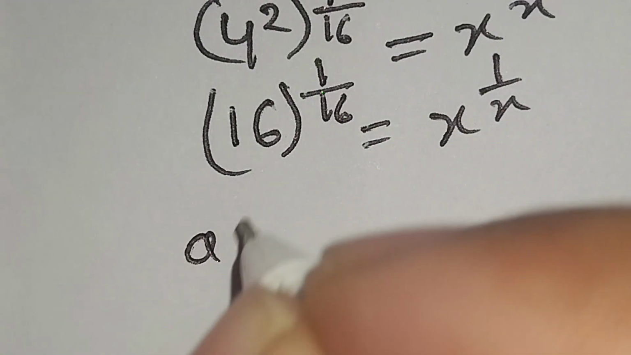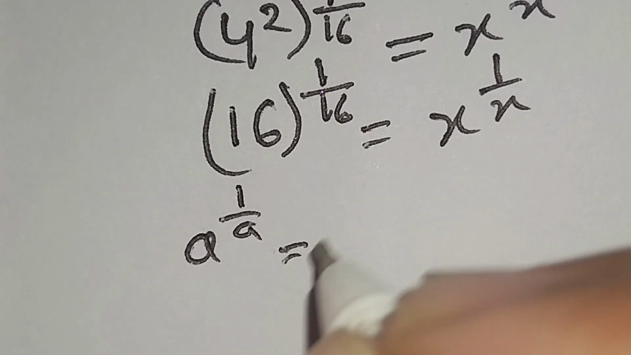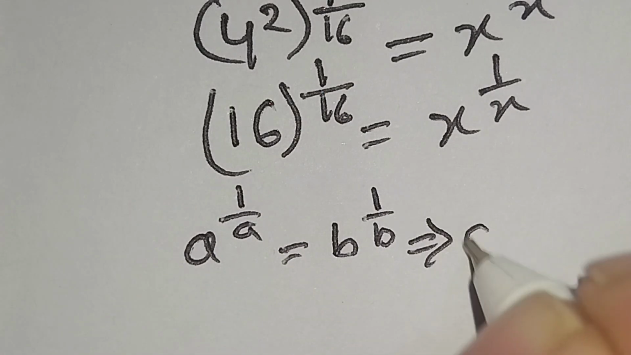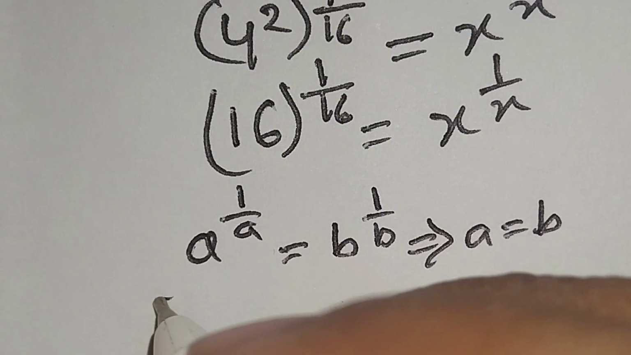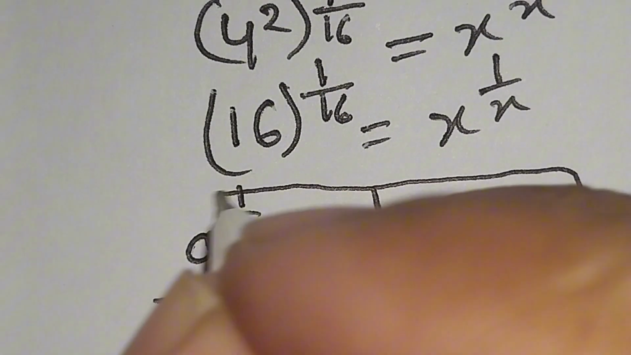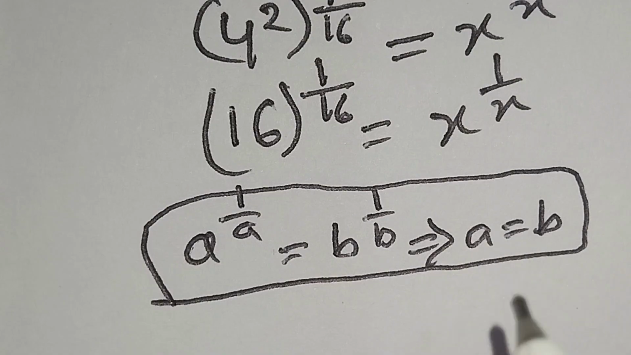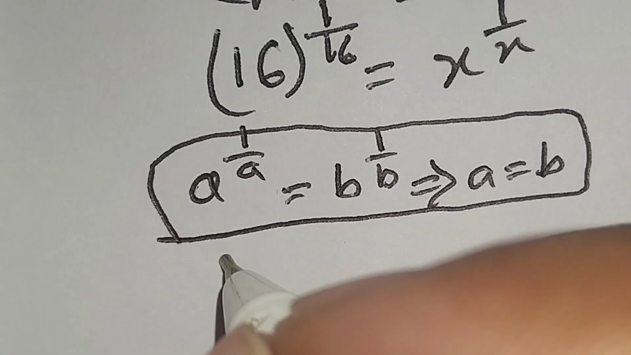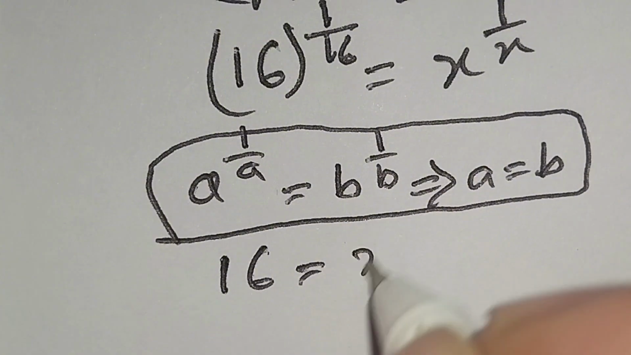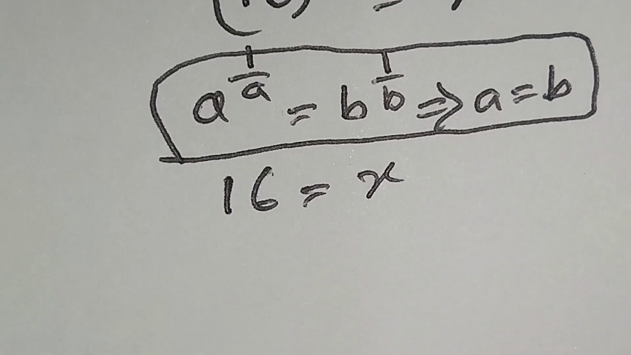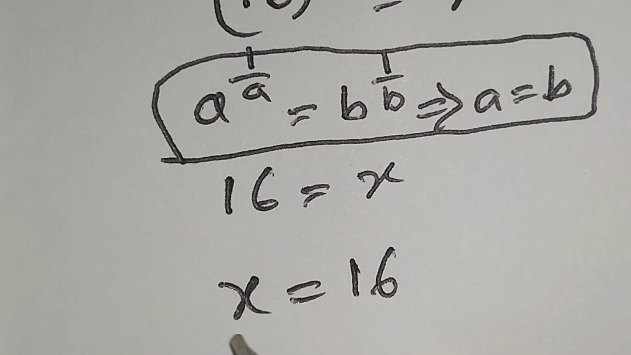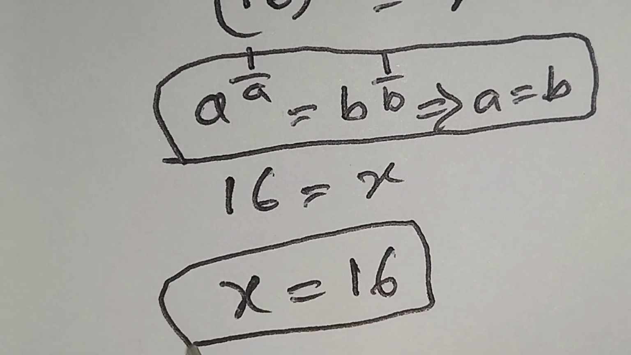We know a to the power 1 over a is equal to b to the power 1 over b, which implies that a is equal to b. According to this identity, we can write this line as 16 is equal to x. Therefore, x is equal to 16. This is our answer.